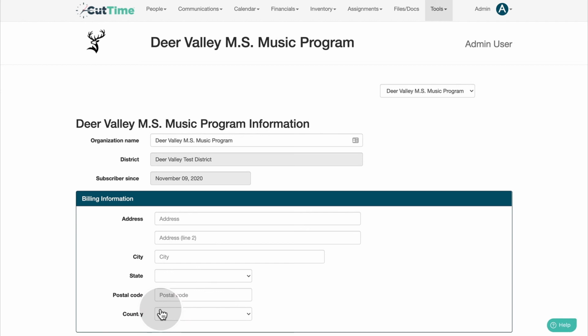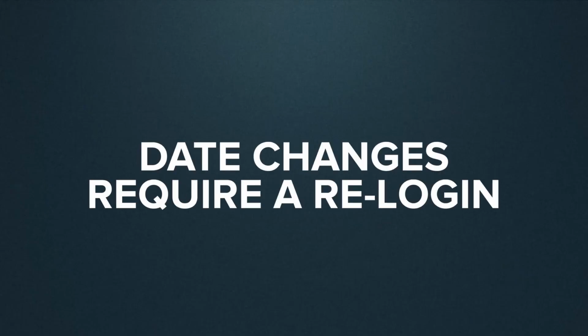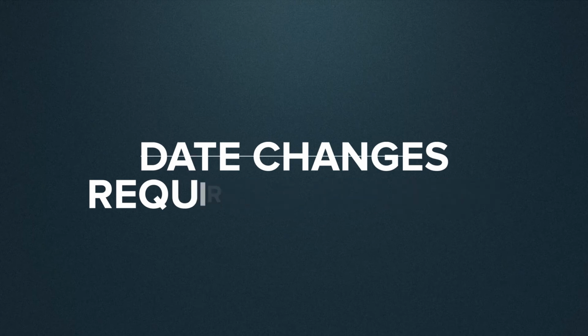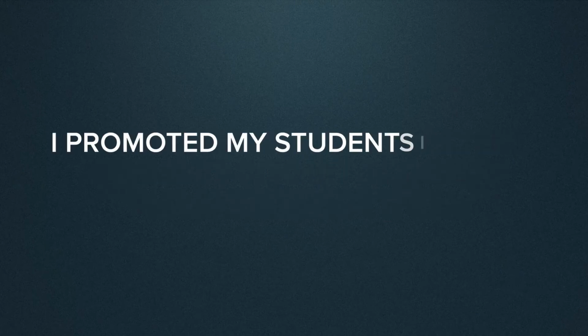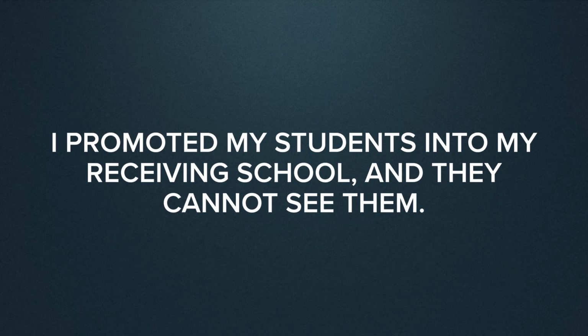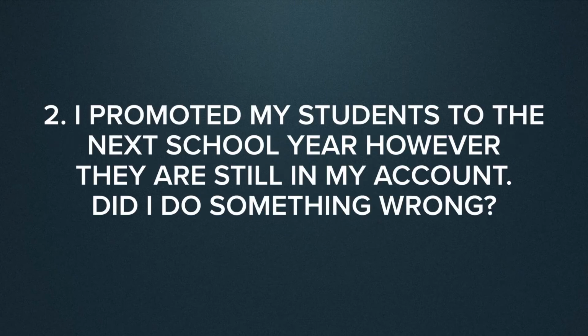Once again, make sure to log out and log back in between resetting the dates on your system, as this is an item that affects all parts of your CutTime account, and your account needs to be hard reset in between these actions. The next two questions have to do with promoting. Number 1, my middle school promoted students into my account, but I do not see them, or I promoted my students into my receiving school and they cannot see them. Number 2, I promoted my students to the next school year, however, they are still in my account. Did I do something wrong?